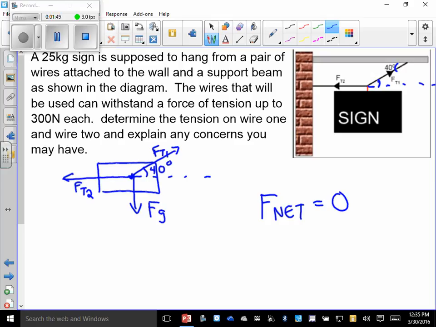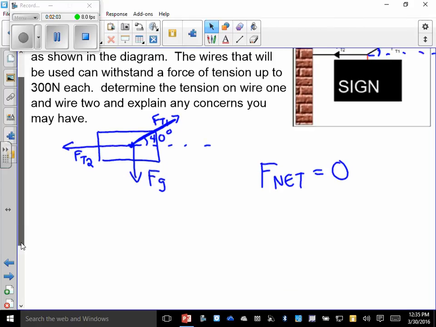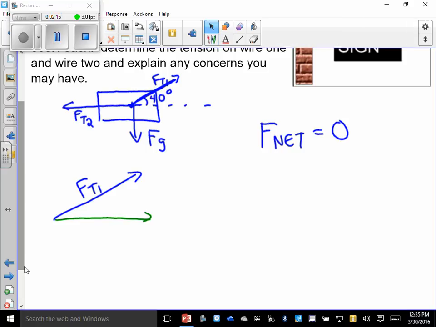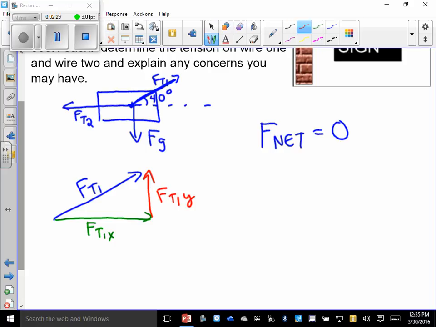Okay, so next we're going to set up a triangle here. Force of tension 1, this guy right here, is pulling up and to the right. So you can think of it, if we could break that into its components. We have force of tension 1 is really made up of an x component and a y component. Okay, we should be kind of getting used to this. So we could call this the force of tension 1 in the x direction, the force of tension of wire 1 in the y direction.